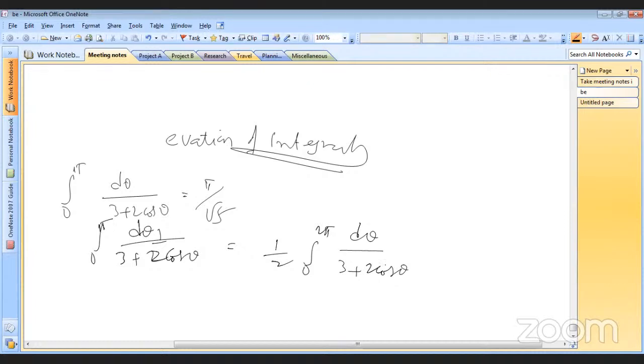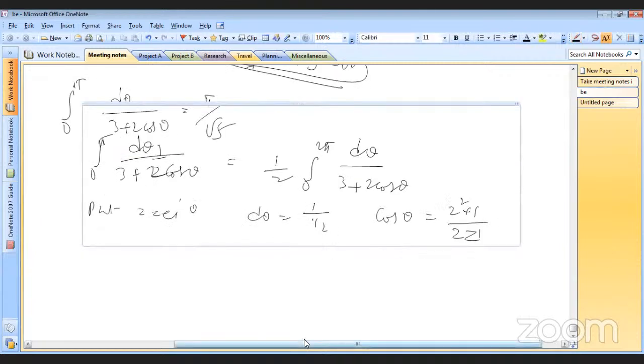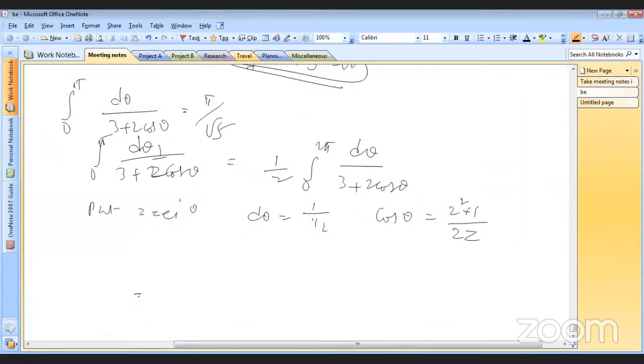So we have to write the cos theta value in the integral. Put z is equal to e power i theta, d theta is equal to 1 by iz dz. Therefore cos theta value is equal to (z square plus 1) by 2z. This is a condition you have to apply for the integration method. You know the integration method; again I will explain it for this problem.